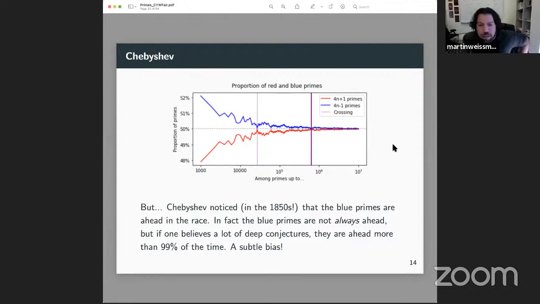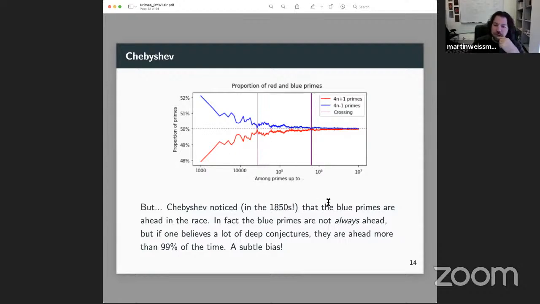But Chebyshev, again counting these things in the 1850s, way before computers, noticed that the blue primes, look at this blue graph, it's not like these things are crossing each other all the time. The blue ones seem to be in the lead almost all the time. This is something that Chebyshev noticed. In fact, these graphs do cross, though you can't really see it, at these purple vertical lines. These are places where that blue line really quickly dips below the red. It's just too small to see at this scale.